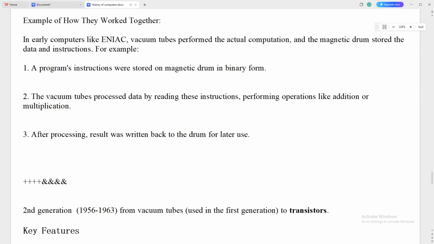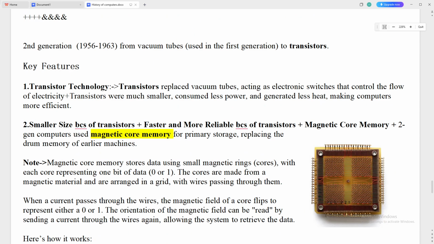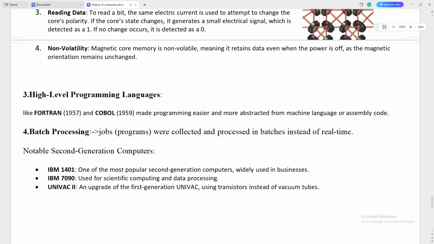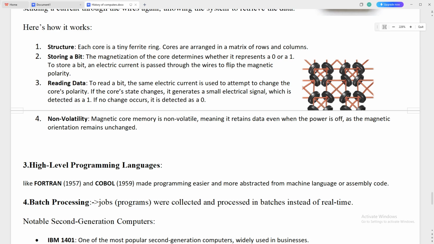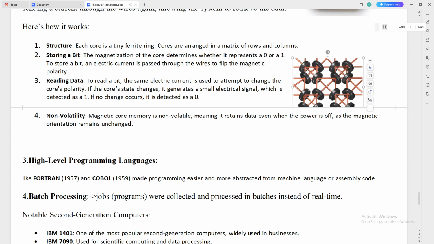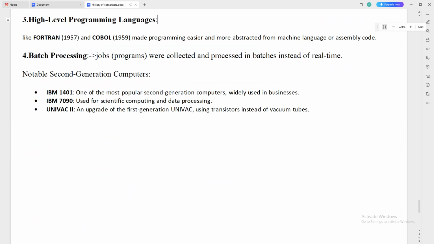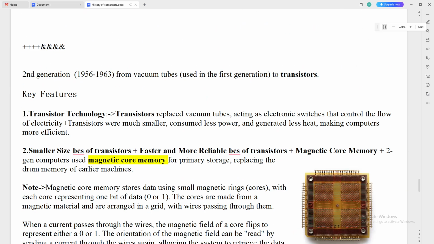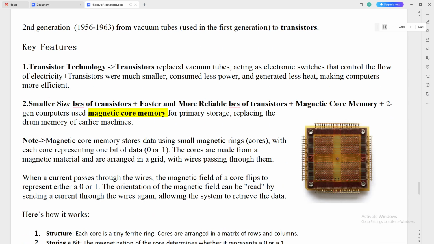Okay, now second generation. Now we come to second generation, and things really start developing and taking shape. So what happened in second generation: the basic things are the same. Representation of data is always 0 and 1, we are always going to use binary. The only thing changing is that we are going to use transistors.